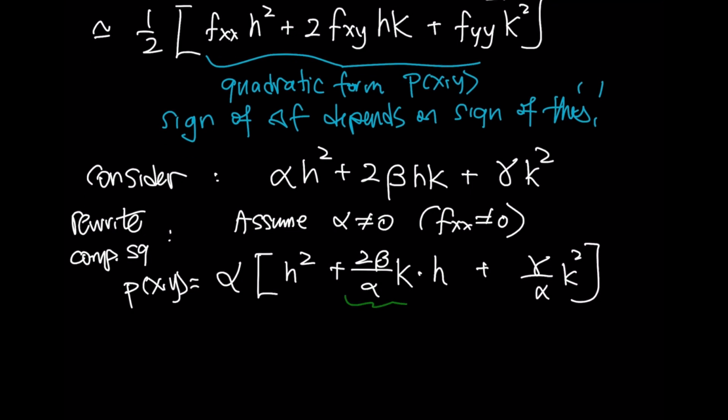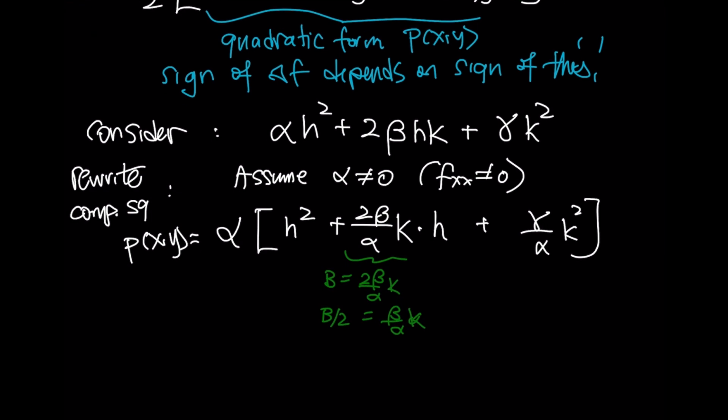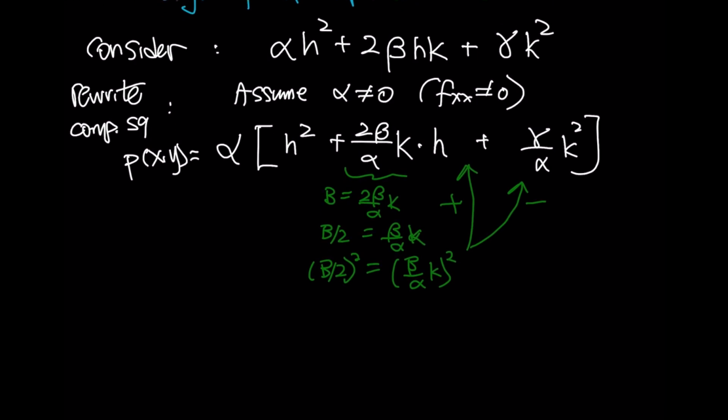So this middle term, 2 beta over alpha k, I need half of it, so that means beta over alpha k, and that means I need to square that middle term. This is the term that I need to add in to turn the first contribution into a perfect square, but remember, I'm not allowed to add something in for free. I have to take it out as well to keep the value equivalent.